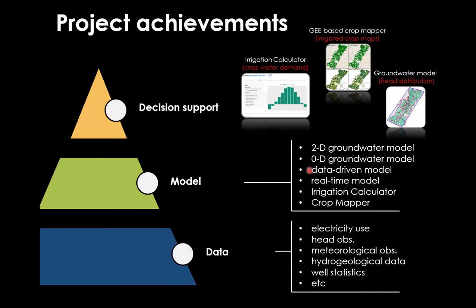And we also tried out this data-driven model based on the support vector machine learning technique. And we have this common filter-based real-time modeling approach. And apart from the groundwater model, you just heard this irrigation calculator, which implemented the FAO's methods to estimate the crops irrigation water demand for Guantao and for the North China Plain.